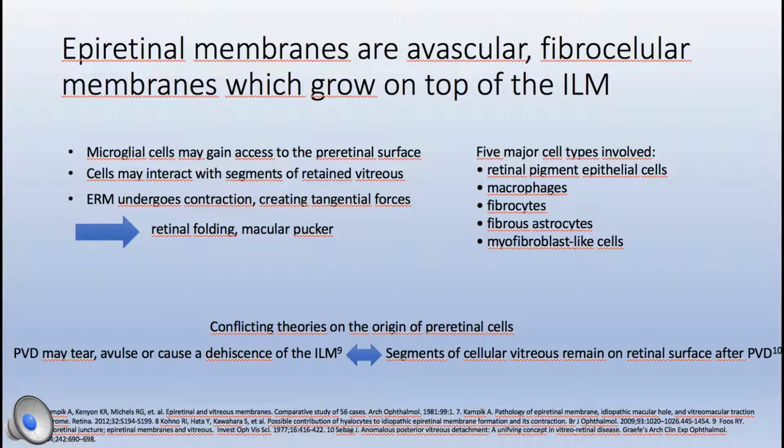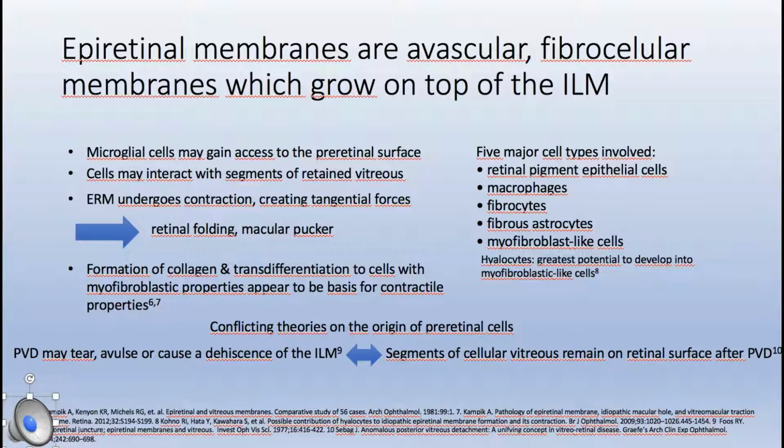Another theory suggests that segments of cellular vitreous remain on the retinal surface after a posterior vitreal detachment. In my opinion, the fact that hyalocytes are the cells with the greatest potential to develop into myofibroblast-like cells lends some credibility to the latter theory. In any case, the transdifferentiation into cells with myofibroblastic properties and the capacity to synthesize collagen appear to be at the basis for the contractile properties of epiretinal membranes.